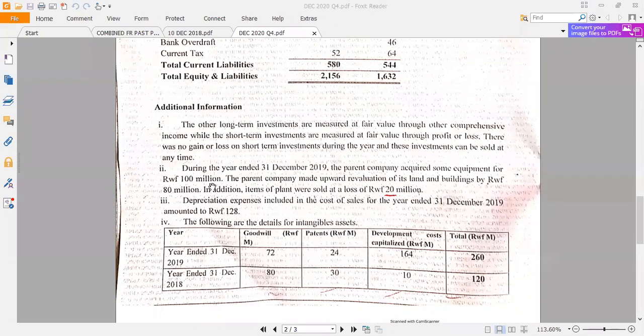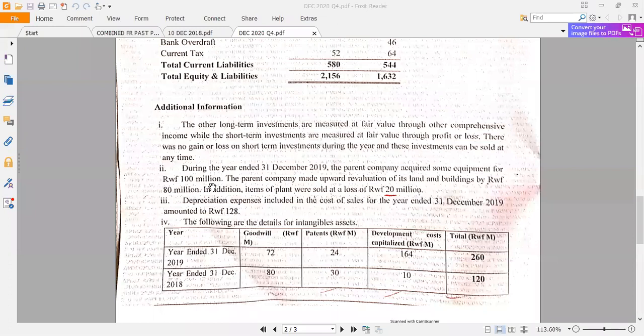Next, during the year ended 31st December 2019, the parent company acquired some equipment for 100 million. So do you see, our workings in investment activities are very easy because you have already been told how much was spent to acquire equipment. So you will just say under investing activities, cash paid on purchase of equipment, 100 million negative.